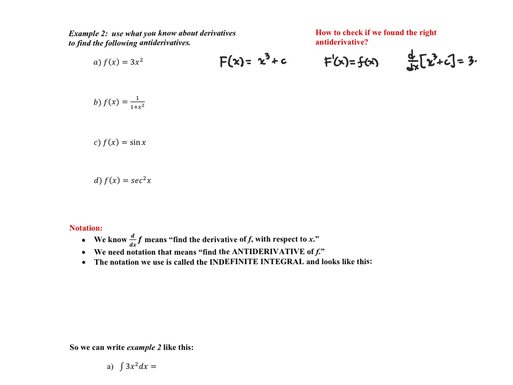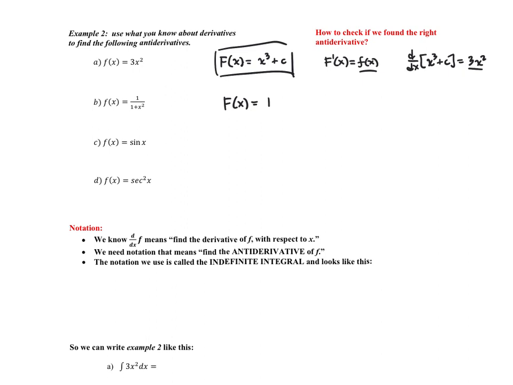We get 3x squared. And now I have verified, through this process, that little f of x is actually equal to 3x squared. Therefore, big F of x, or the antiderivative of little f of x, would be x cubed plus c.